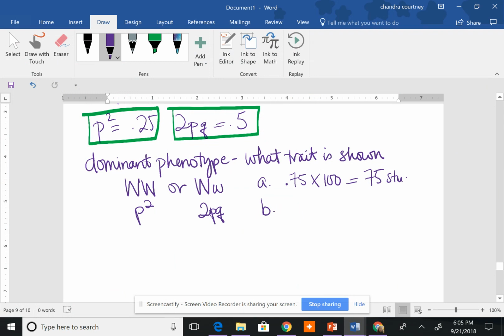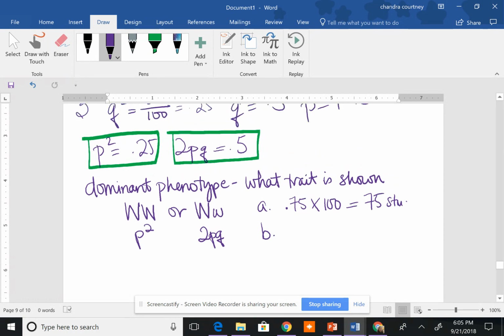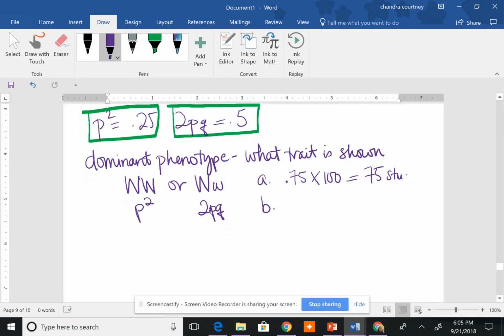Right, sorry. So I was saying, for part B, they want to know how many students are homozygous dominant. So this time, we only care about the P squared value, but again, they're asking about students. So not just the percentage, not just the frequency, but the actual number of students. So it would be 0.25 times 100, because remember, 100 is how many are in our original population, and that would give us 25 students.